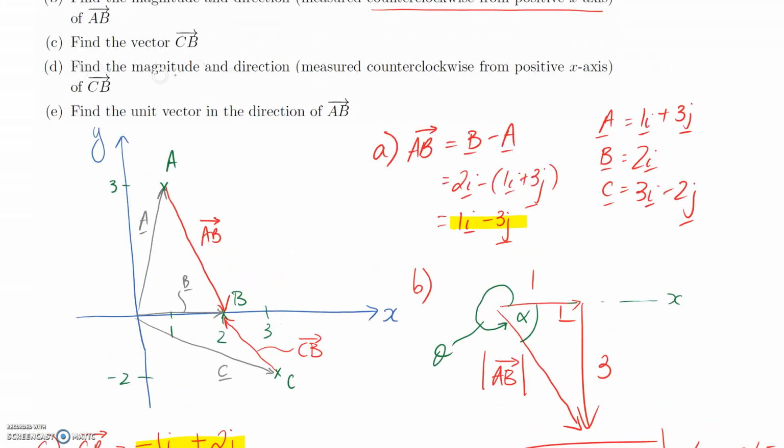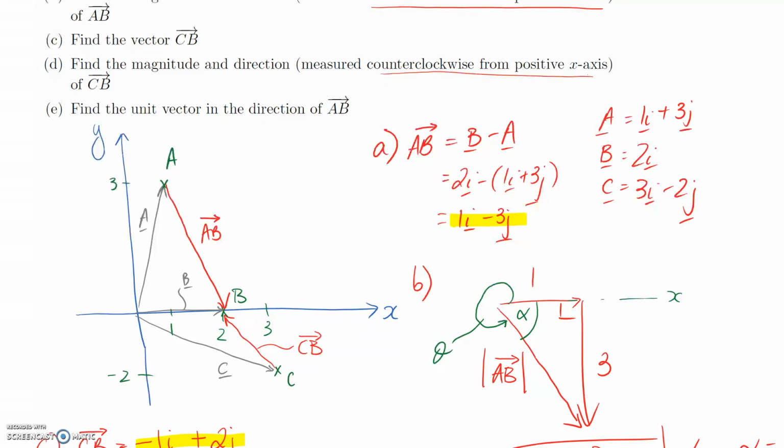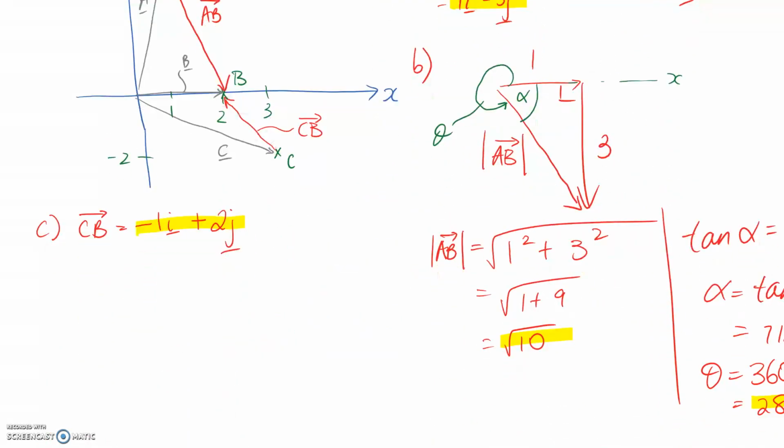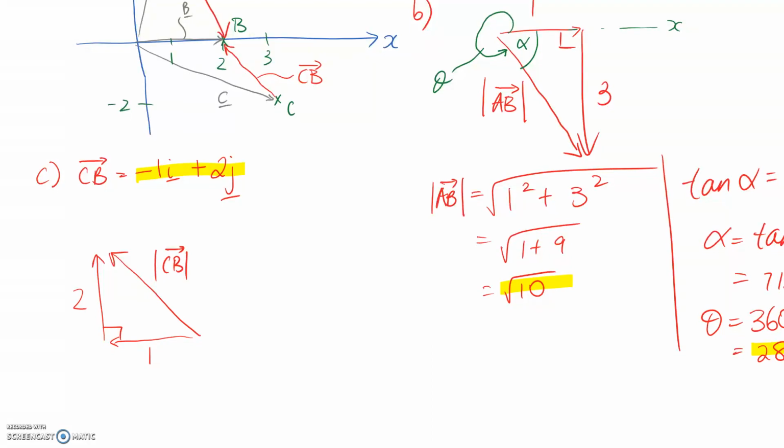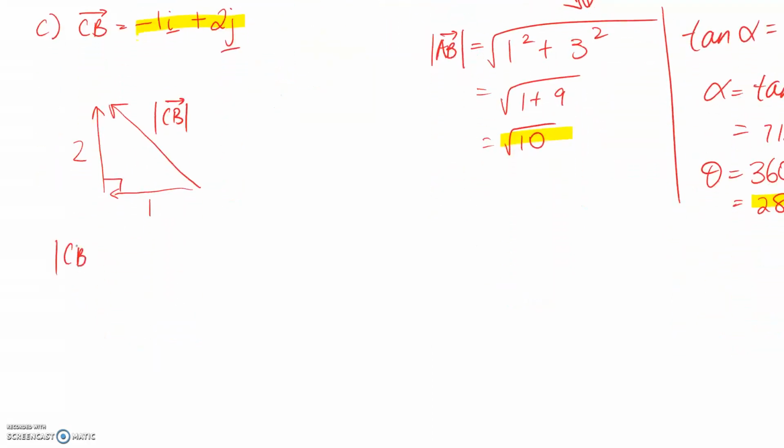Alright, so part D wants us again to find the magnitude and direction measured counterclockwise from that positive x-axis. So let's just draw this out again separately to make it easier. What we know is that it's going 1 across and 2 up. And this is CB. Again, I'm putting the lines on here to show that it's the magnitude. We can get that using Pythagoras' theorem. So it's going to be the square root of 2 squared plus 1 squared, which is the same as 4 plus 1, or 5.